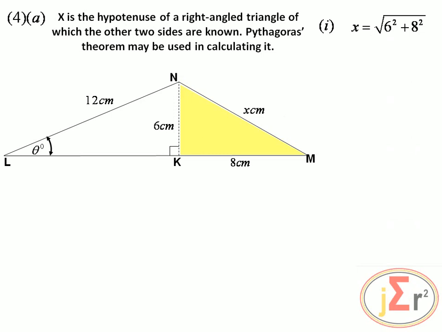6 squared is 36 and 8 squared is 64. 64 plus 36 is 100. Square root of 100 is 10. So 10 centimeters.